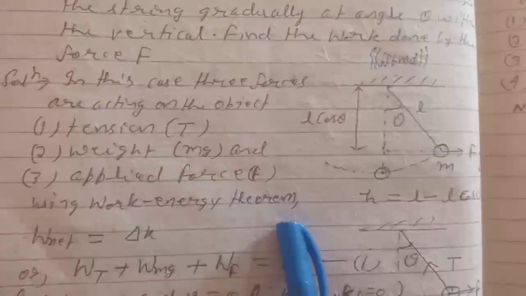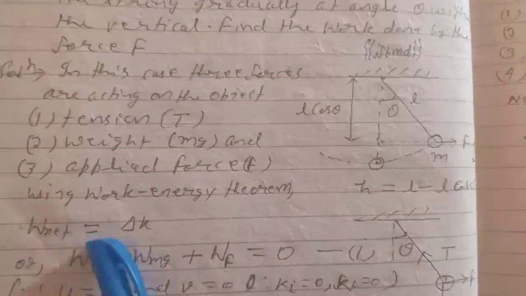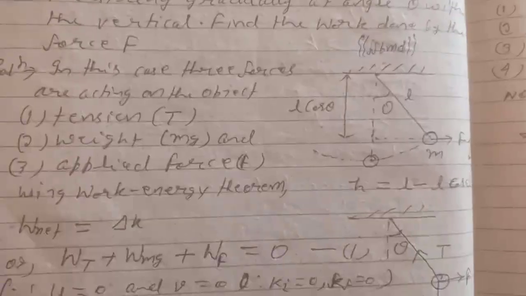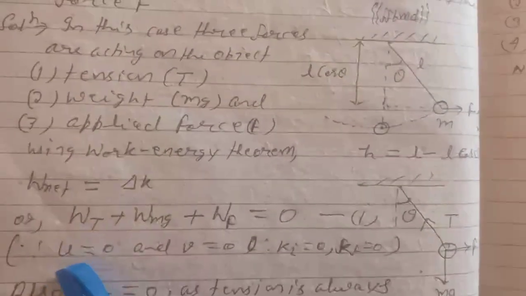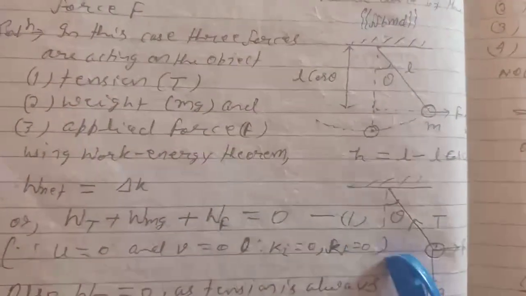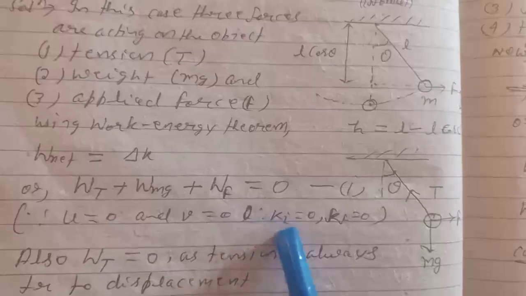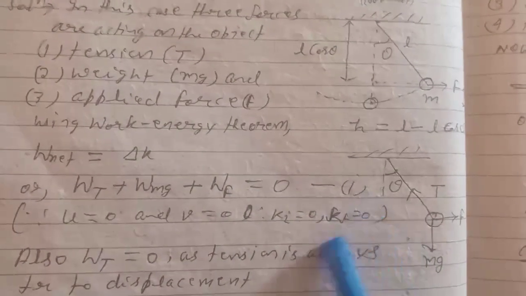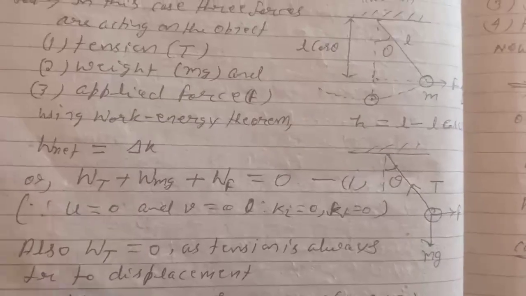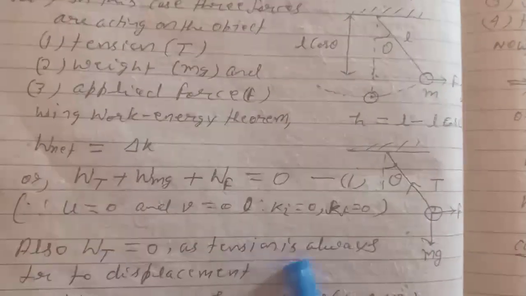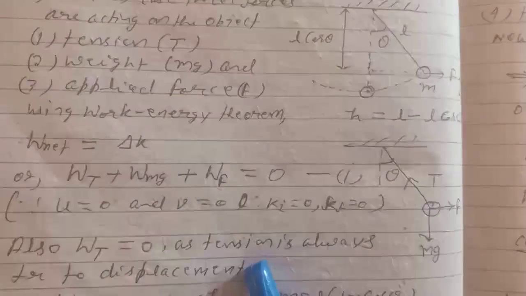Using the work energy theorem, that is, total work done by all forces, W net, equals change in kinetic energy, or WT plus Wmg plus WF equals 0. Since initial velocity equals 0 and final velocity equals 0, initial kinetic energy equals 0 and final kinetic energy is also 0. Also, WT equals 0 as tension is always perpendicular to the displacement.